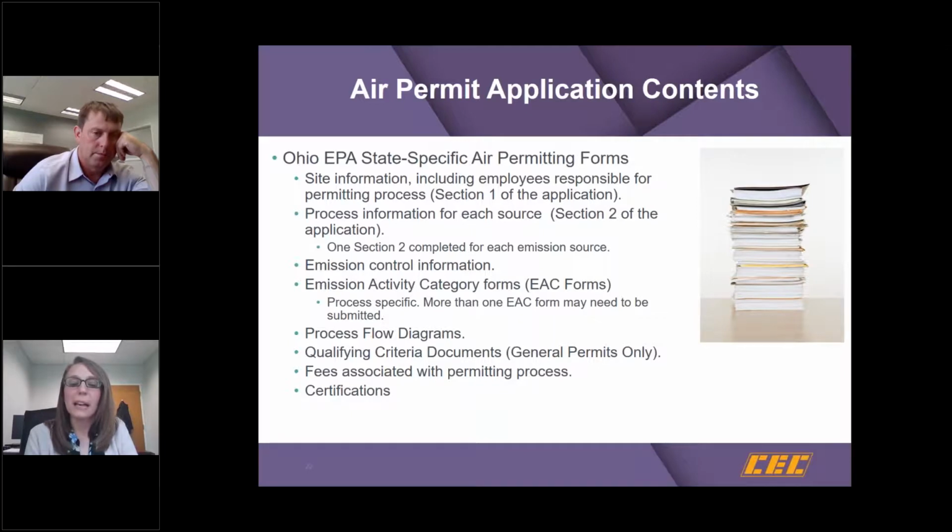And then back when we talked about general permits, Jim had explained that to get a general permit, you kind of have to do this little check sheet of whether or not your source can comply with the permit that Ohio EPA has already written. So those are there as well, and those are the qualifying criteria documents. Those are only submitted for GPs, like I said, and it actually also takes the place of the calculations for general permits. So you fill out the qualifying criteria document instead of submitting calculations. And then any fees with the process or certifications are also submitted.